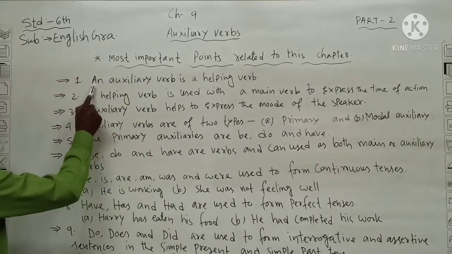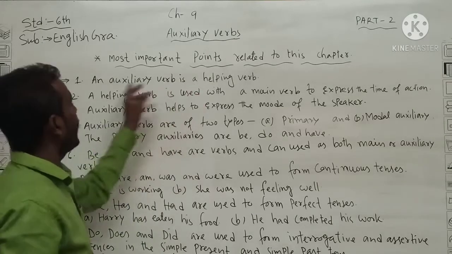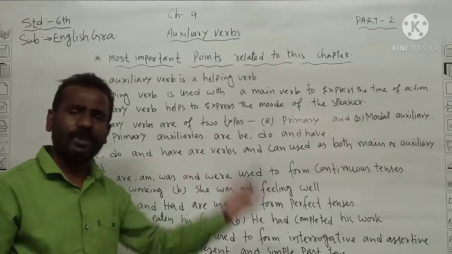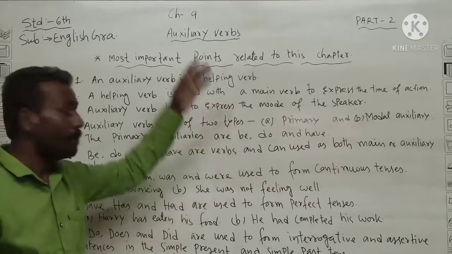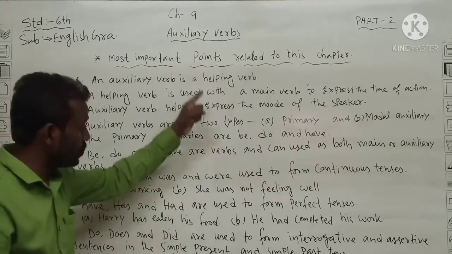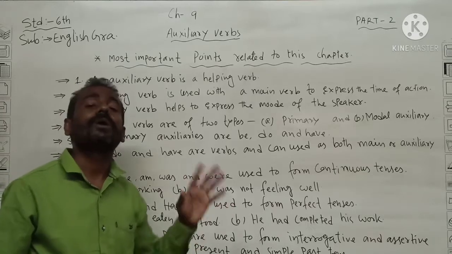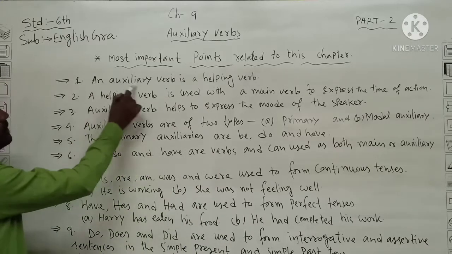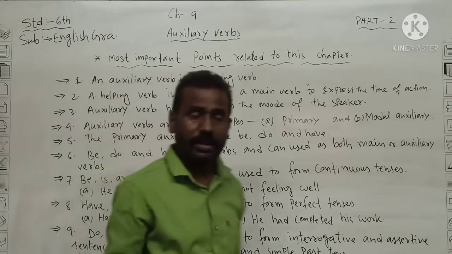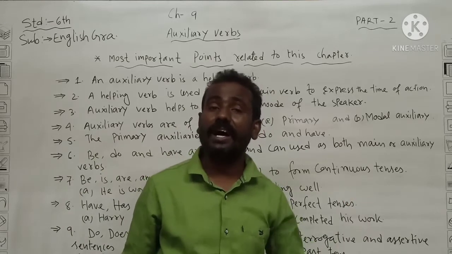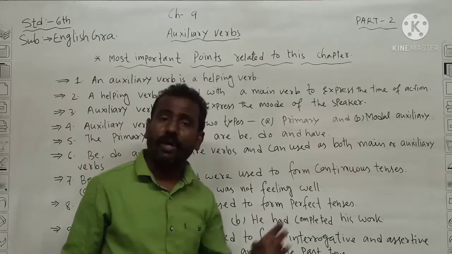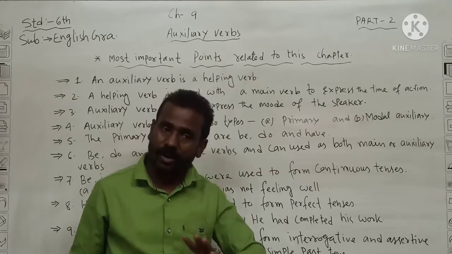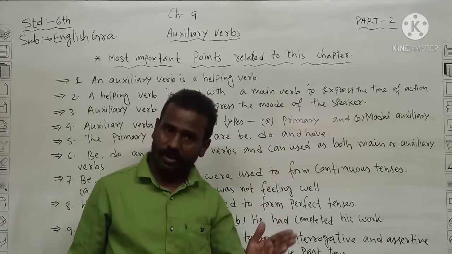So the first point: an auxiliary verb is a helping verb. Yesterday, in the previous part 1, I already discussed this, but today I prepared these points first of all so that students will get good marks. An auxiliary verb is a helping verb. Helping verb means Sahayak Kriya, like am, is, are, was, were, have, has and had. These are the helping verbs, also called auxiliary verbs.